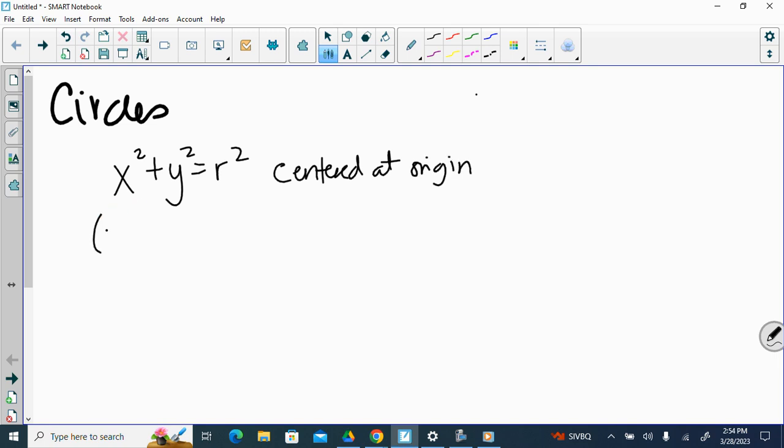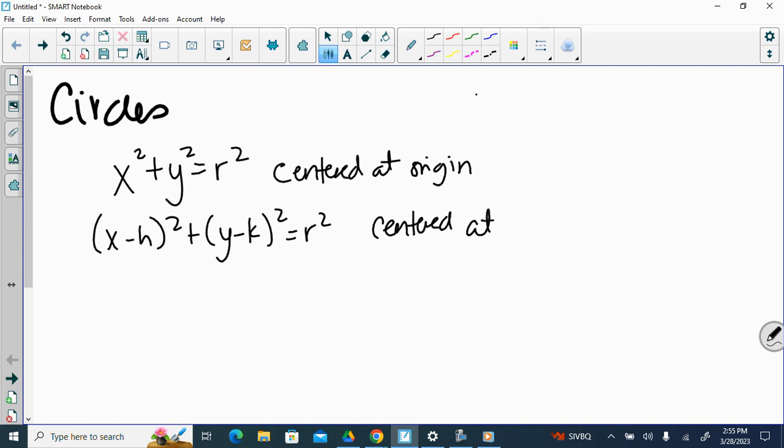And then if it's not centered at the origin, it's x minus h squared plus y minus k squared is equal to r squared, where this is centered at the point h, k. If you'll notice, the h and k are a different sign than the h and k here. R stands for radius for both of these. So we're going to look at two equations, one that's centered at the origin and one that's centered at h, k, and graph both of those.